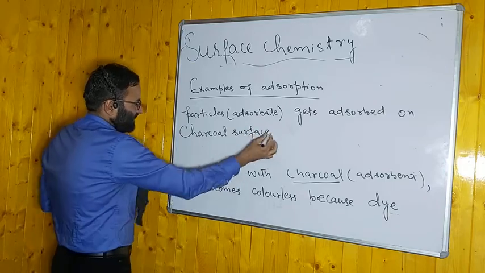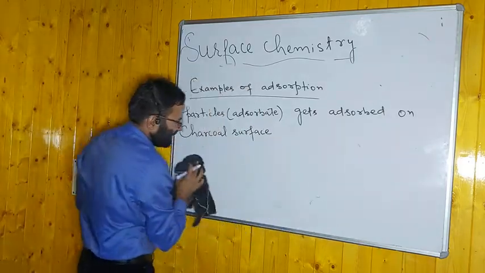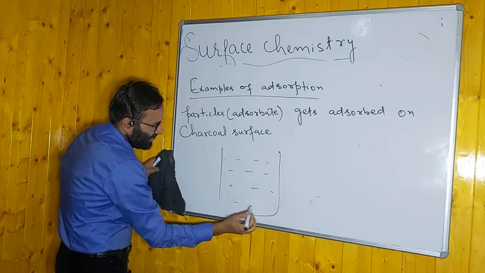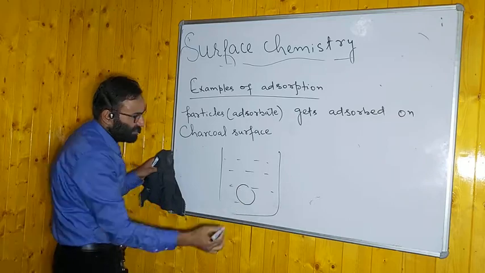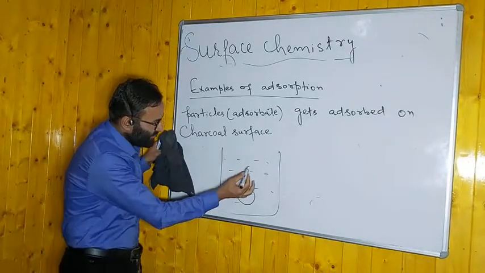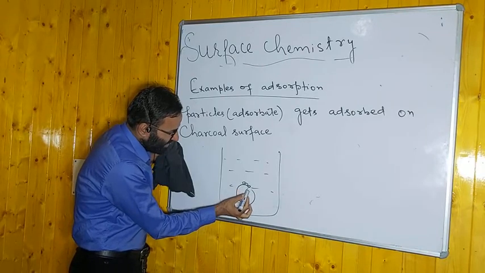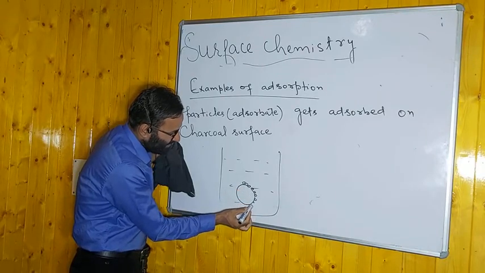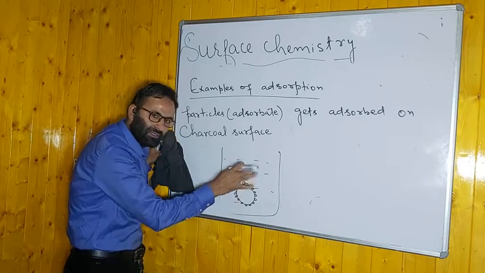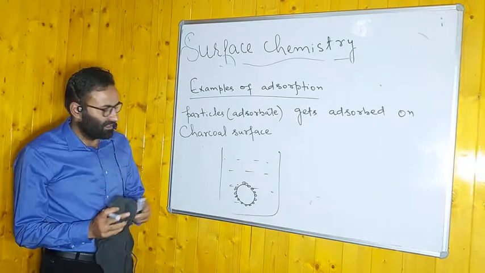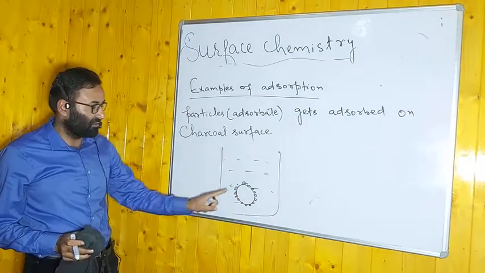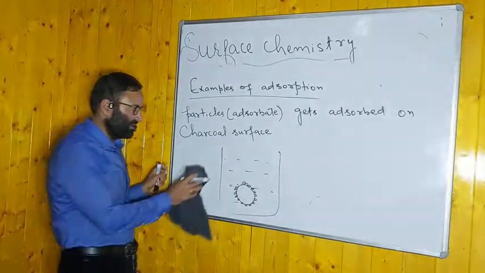For example, if you have a dye solution, colored solution, you have dye particles in the solution, and if you keep a charcoal piece in the dye solution, what will happen? The dye particles will accumulate, will be concentrated, on the surface. When the dye particles get accumulated on the surface, the dye solution will become colorless. It is adsorption here. Dye particles get adsorbed on the charcoal. Charcoal is adsorbent here. Remember this point.